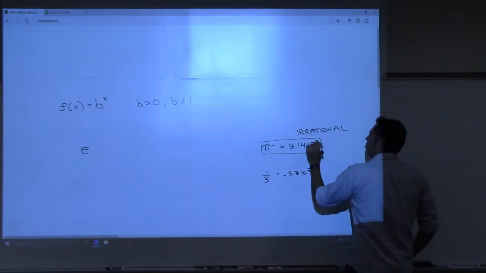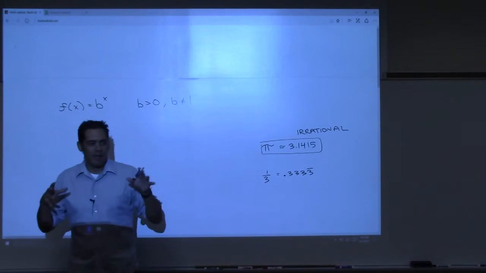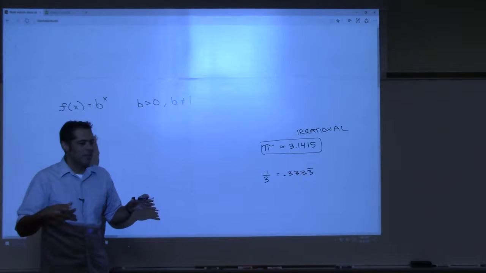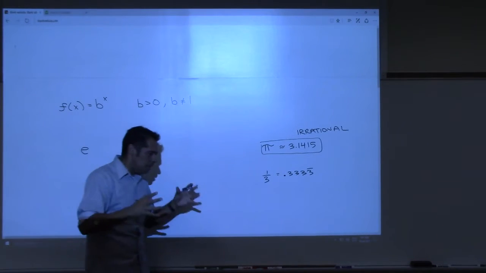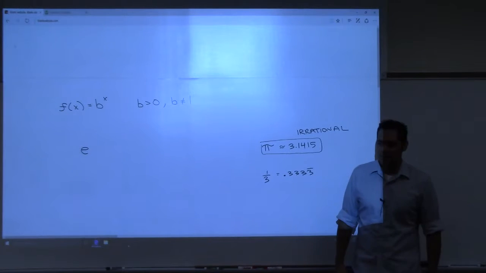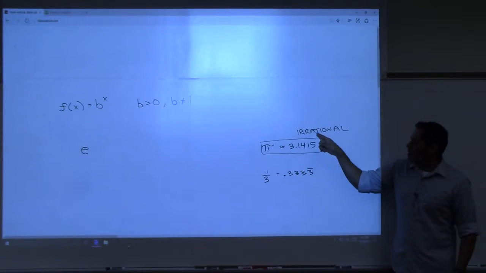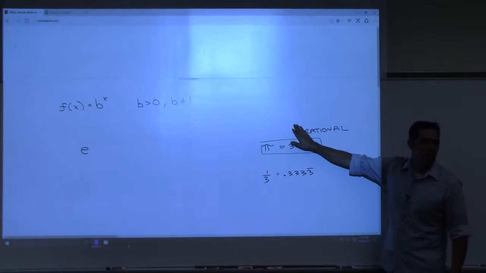And the word irrational does not mean what it means when you talk about a person being irrational, like this person is just completely irrational and you can't get anything across to them. It's not that. We're not saying this number is totally ridiculous. We're saying it's not a ratio.